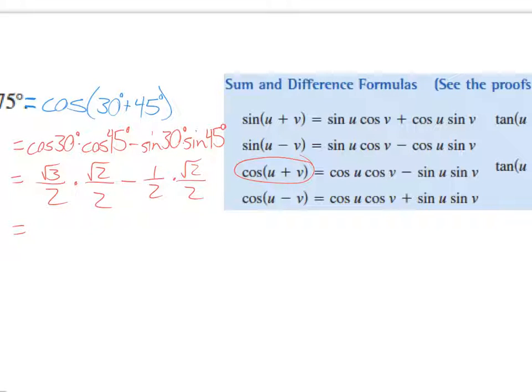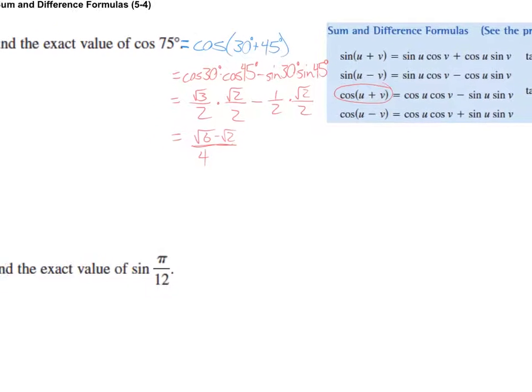Alright, so look. We have root 6 over 4 minus root 2 over 4. So it's root 6 minus root 2 all over 4. Square root of 3 times square root of 2 is root 6, minus root 2, and they're both over 4. So I just put them together into one big fraction. So we've got that one, cosine of 75.